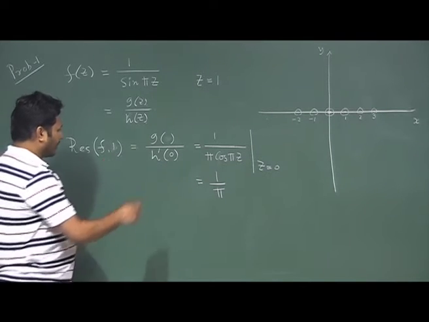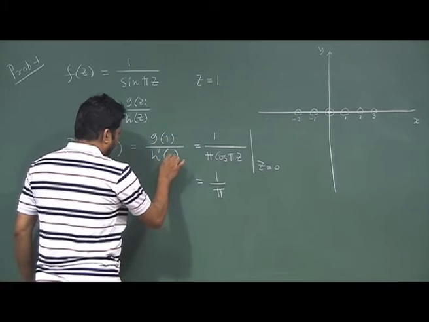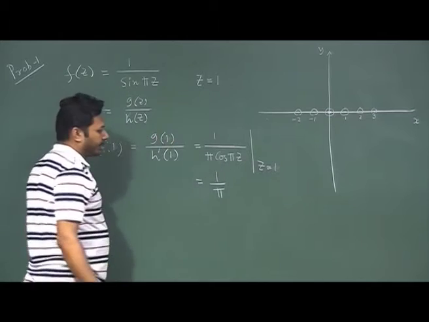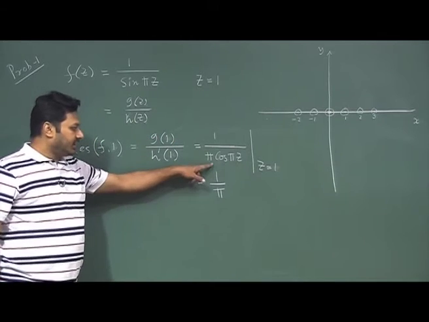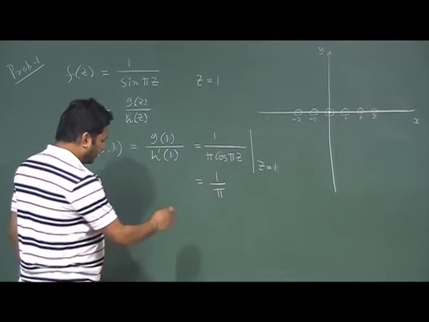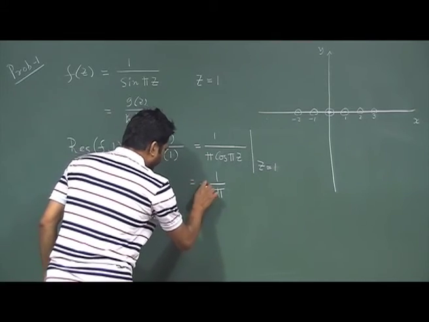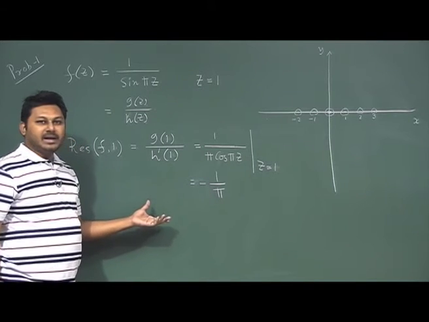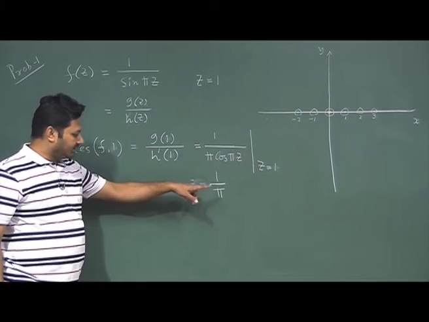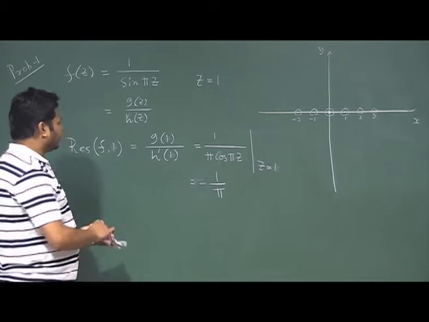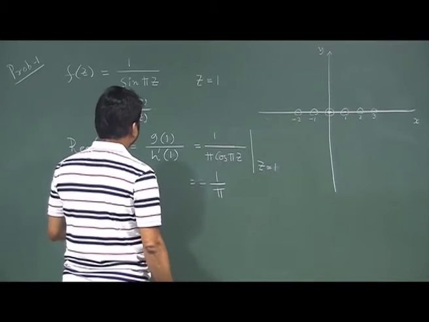So this is 1, this is 1, this has to be 1, and now I am going to evaluate at z equal to 1 point. If I do that, I will find that it is cos pi, which is minus 1. So the result will change to minus 1 by pi. So at z equal to 0 it is 1 by pi, at z equal to 1 it is minus 1 over pi. We can also generalize these things, because I know where the singularity lies.